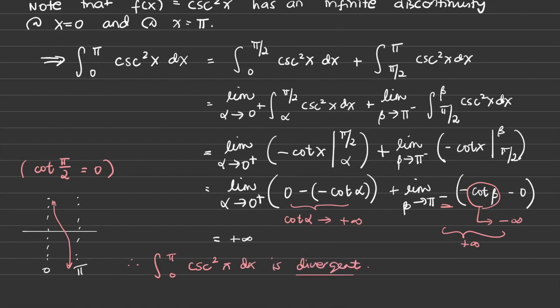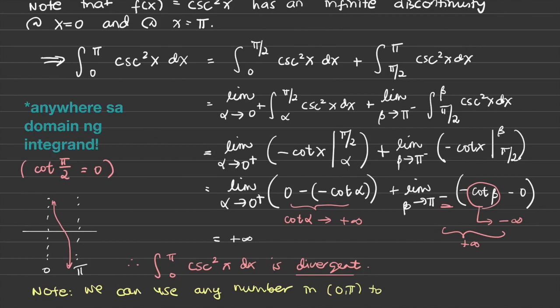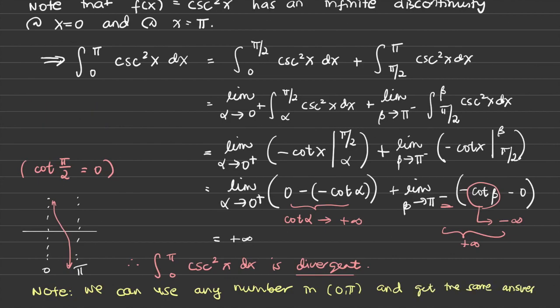And note that we can use any number between 0 and pi to get the same answer. So this is what I said earlier, that you can split it anywhere. For situations like this, choose whichever is most convenient for you in terms of evaluation in the later part. Okay?